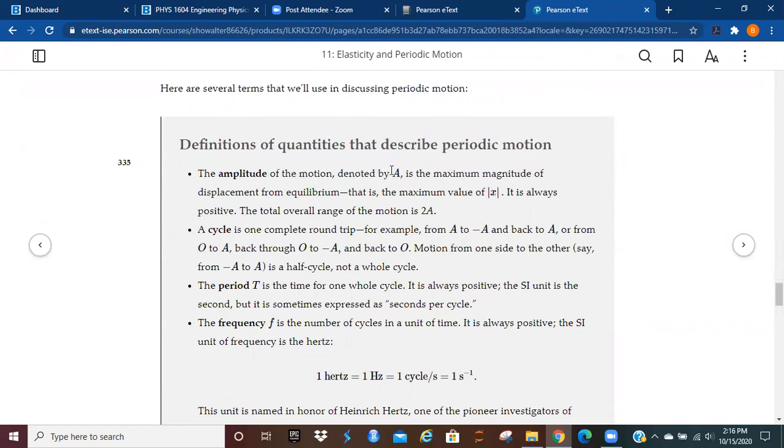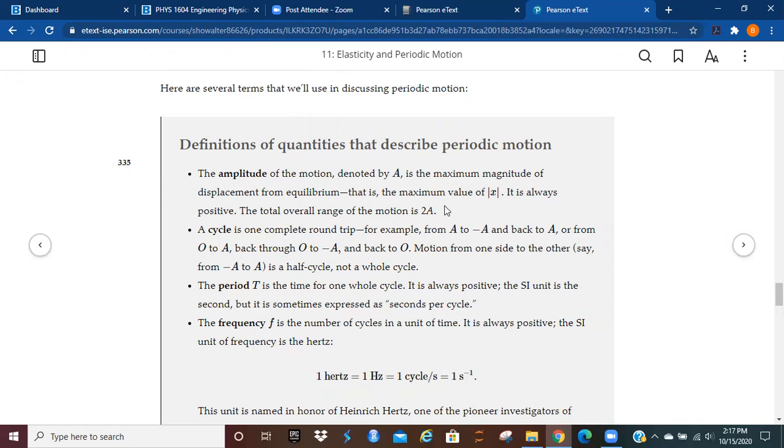The amplitude of the motion is going to be denoted by A, and that's going to be the maximum magnitude of the displacement from equilibrium. In other words, it's going to be the maximum value of x. The amplitude is always going to be positive, while the x direction may be positive or negative. When we talk about the amplitude, we're talking about the greatest separation that this has from its equilibrium position. That separation is going to be marked as A. The total range of motion is going to be twice that.